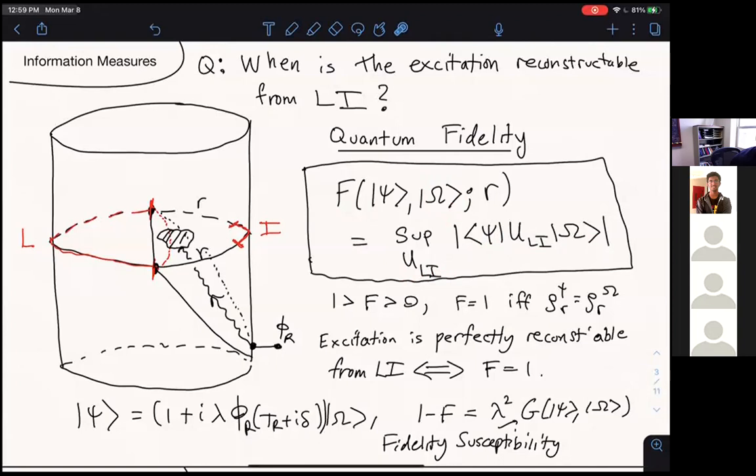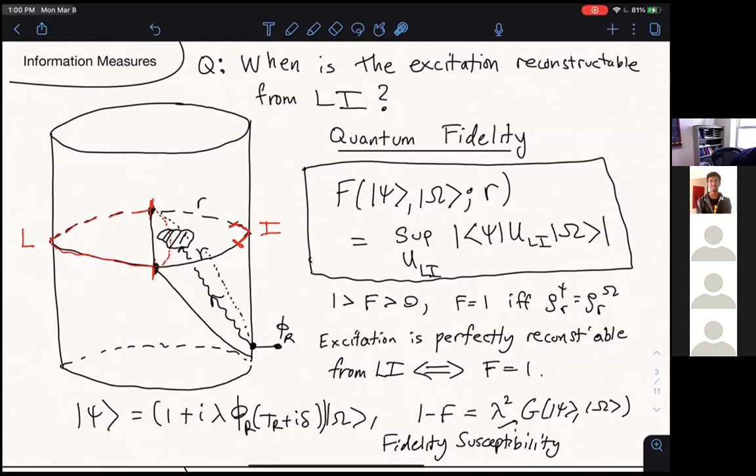So this fidelity is exactly the measure that we're looking for. It's 1 if and only if the 2 states agree exactly. One comment about the fidelity is that because of this supremum, the fidelity just depends upon the reduced density matrices in the region little r. That's why I've said it depends on little r.